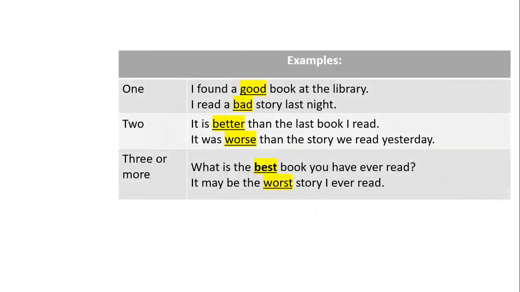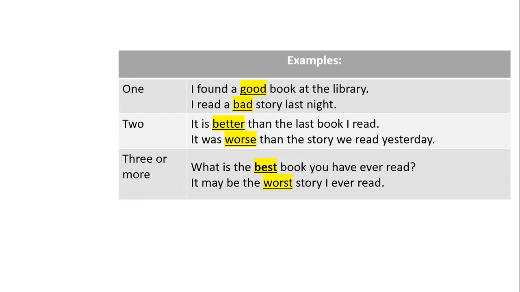Let's look at some examples. Now, when you want to describe just one thing, we just use the adjective, good or bad. So let's see. I found a good book at the library. That means that you're describing the book as being good. Okay, good. I read a bad story last night. Here you're just describing the one story that you read as being bad.